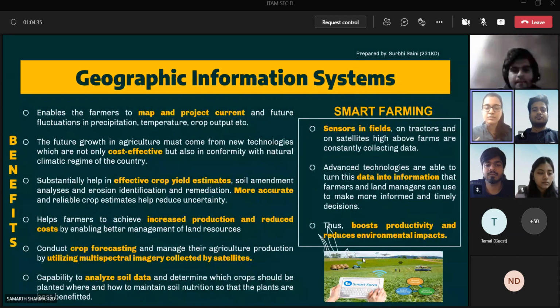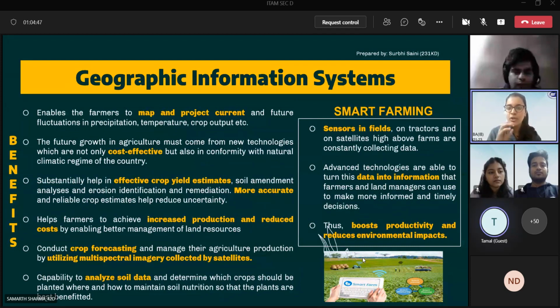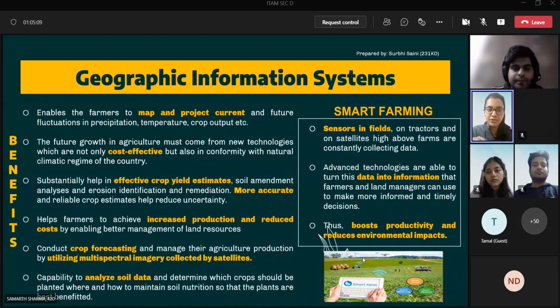The next example that we like to talk about is GIS, which is Geographic Information System. GIS is not a new phenomenon anymore. The agriculture sector in the mainstream of the rural Indian economy already has this, where we have the socioeconomic privileges, and any change in its structures is likely to have a corresponding impact on the existing pattern of social equality. Basically, what GIS does is it enables farmers to map and project current as well as future fluctuations in precipitation, temperature, and crop output, etc.